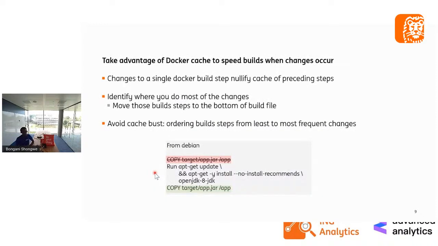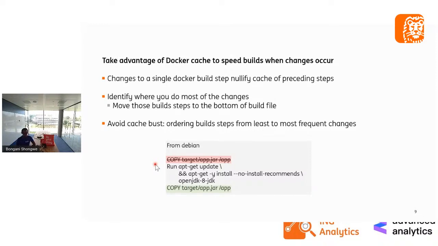The next thing: take advantage of your Docker cache in order to speed up your Docker build. When you want to do this, you need to realize that order is important when it comes to your Docker builds. If you make a change to a line of code or to a Docker step, all the following steps in your Docker build will need to be rebuilt, and that's going to cause a Docker cache bust.